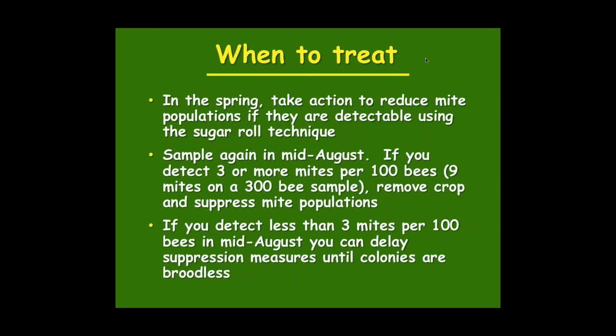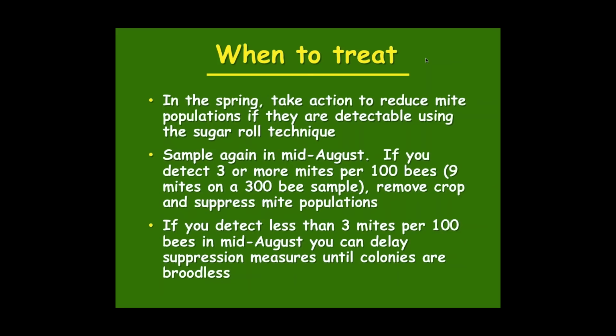So in my environment, we have a relatively short honey producing and brood rearing period compared to North Carolina. You want to reduce the mite populations anytime you detect them with the sugar roll technique in the spring. That's because it's going to be a long time until the honey's off of those bees and you can treat them. And as you'll see in subsequent slides, the population can build up to damaging levels if you're not addressing that.